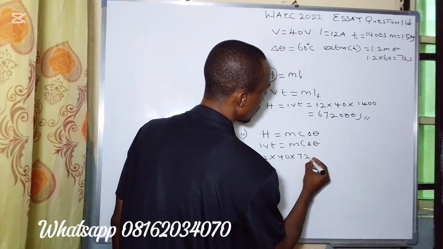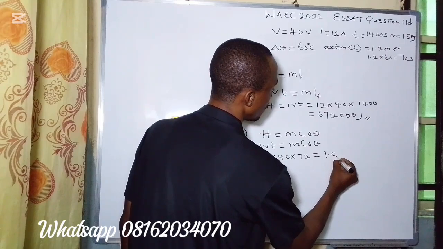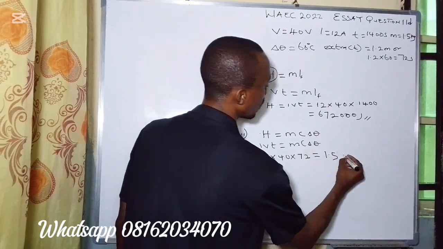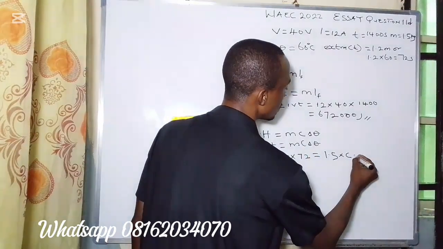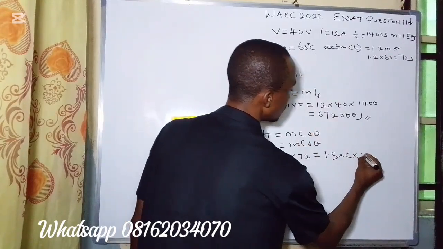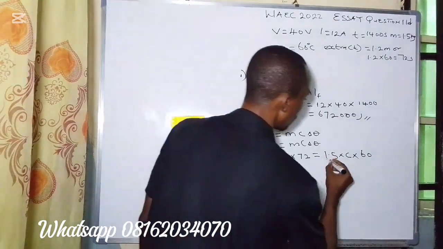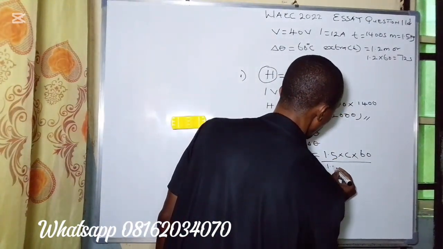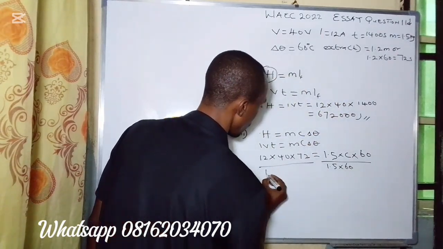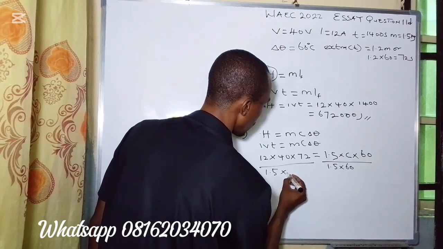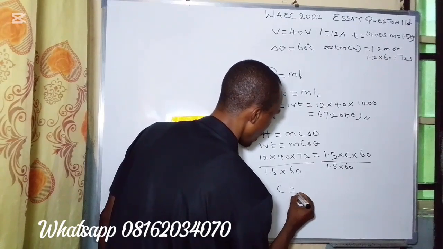The extra time will be 72 seconds, equal to, remember that the mass here is 1.5. Then C is what we're looking for, specific heat capacity, times change in temperature, which is 60. All we need to do is to make C the subject of the formula. If we do that, we have 1.5 times 60 here, and we do the same thing here, 1.5 times 60.